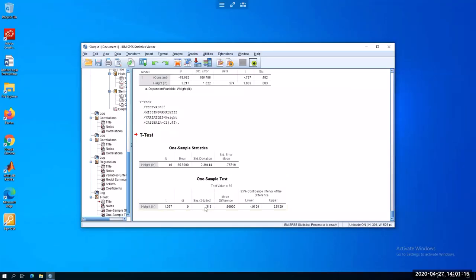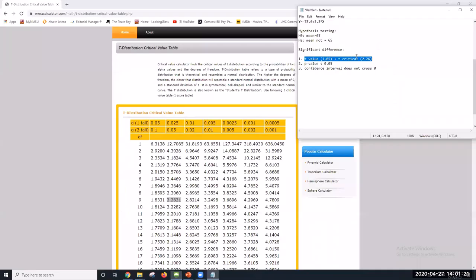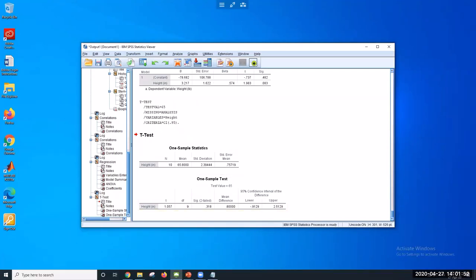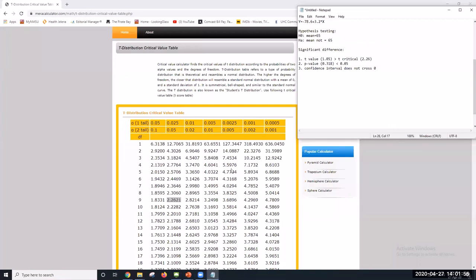Let's recheck. The p-value is 0.318. Again, this is not correct, so it's not significant. And finally, we have the confidence interval between the lower and upper bound, minus 0.9, 2.5. It definitely crosses zero, so not significant. Yes, it definitely is not significant.